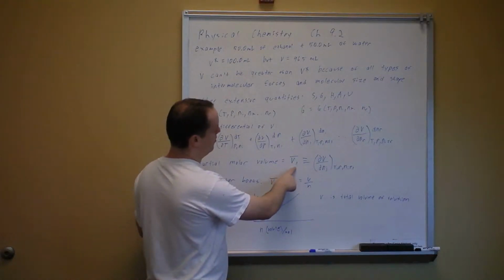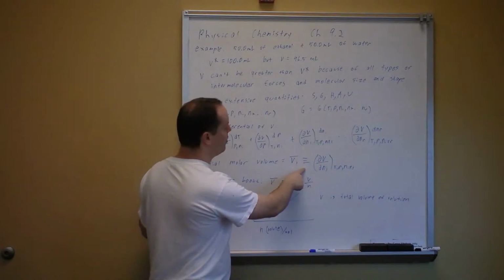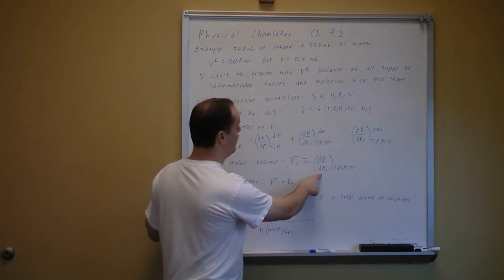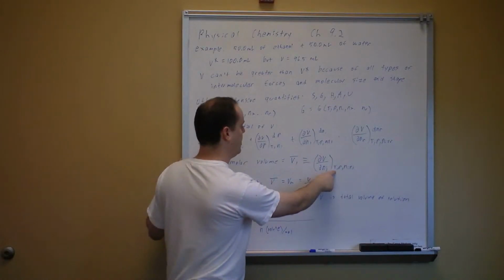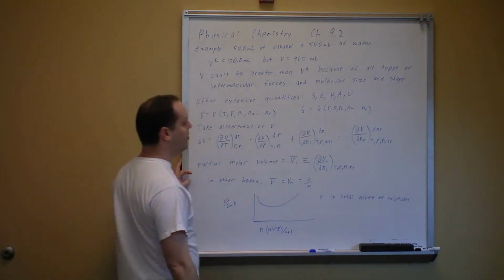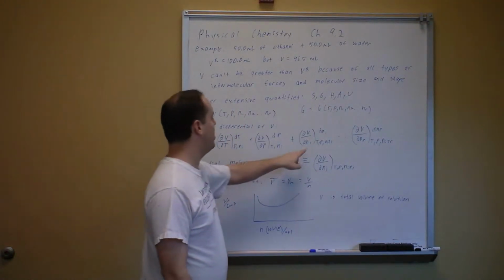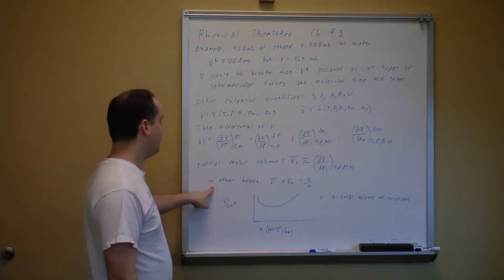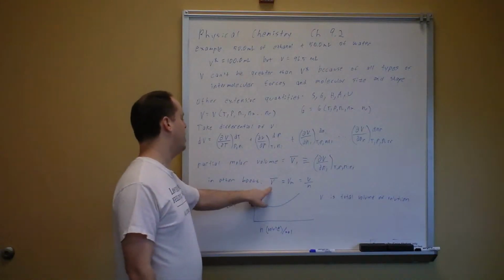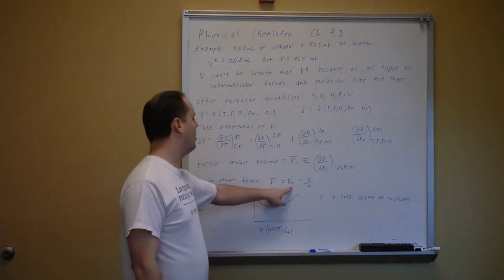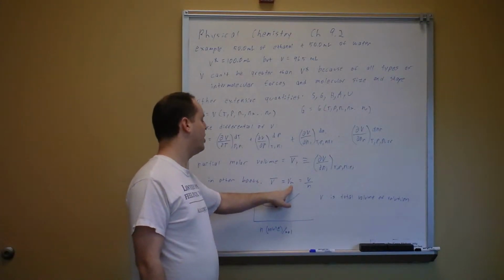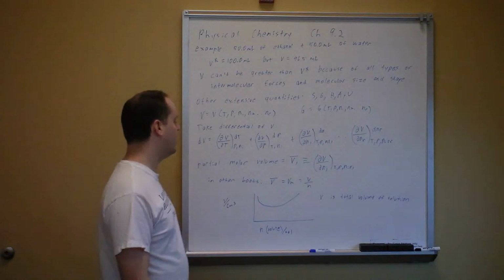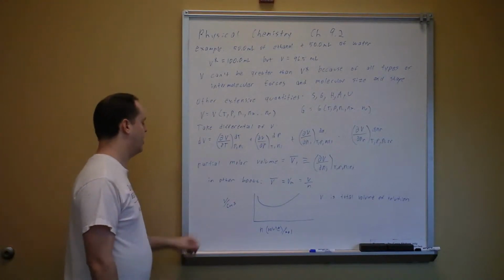So we get partial molar volume then, is the V sub j. And that's equal to the derivative of volume with respect to N sub j, holding temperature, pressure, and all other substances constant. So each one of these is a partial molar volume. Other books you might just see it written as V bar is equal to molar volume. And that's just equal to the volume divided by the number of moles.